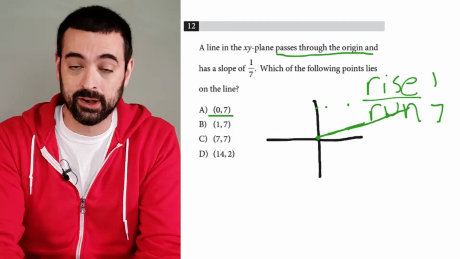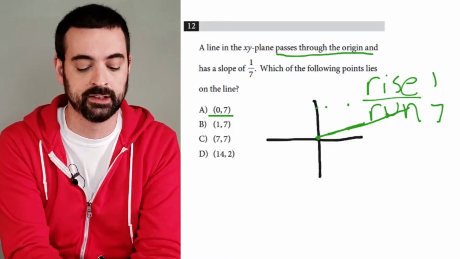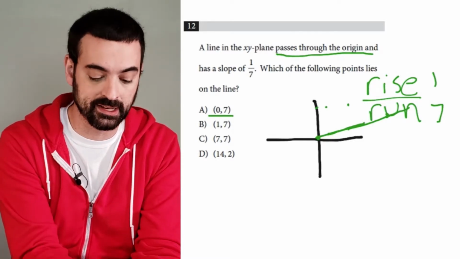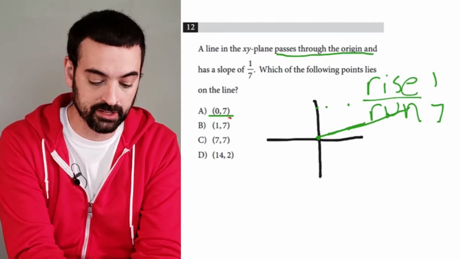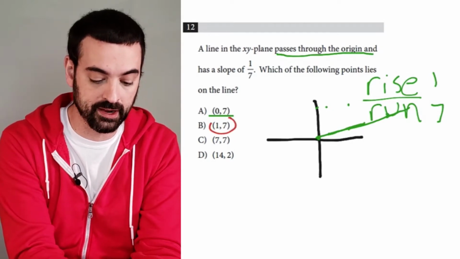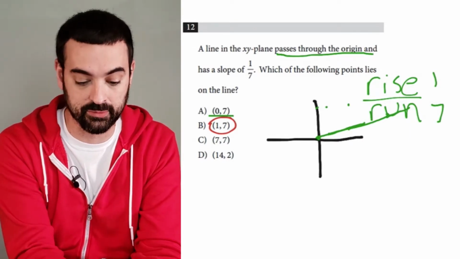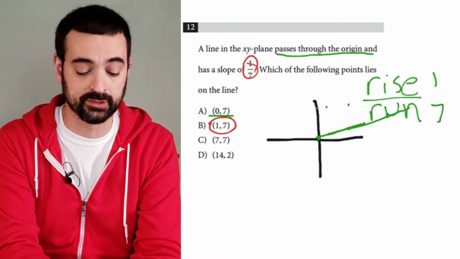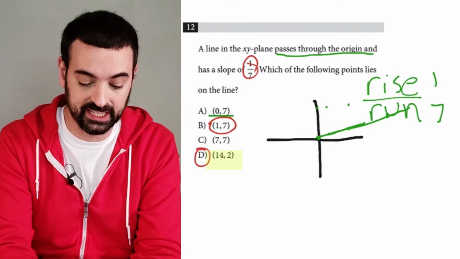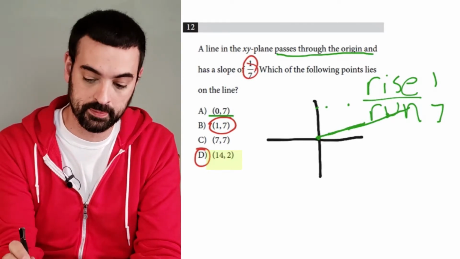Look at how easy that was, simply because we identified the origin first. The most common mistake that students make is to choose B because B contains the ordered pair 1, 7, just as the numbers 1 and 7 appear in the original question. But our answer is D because we're running 14 and rising 2.